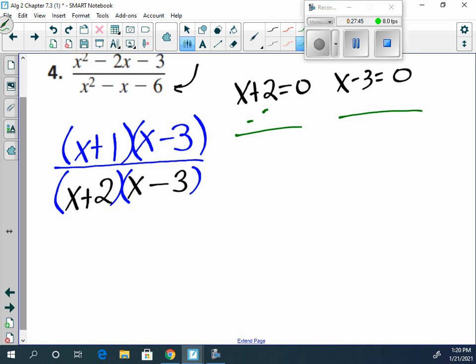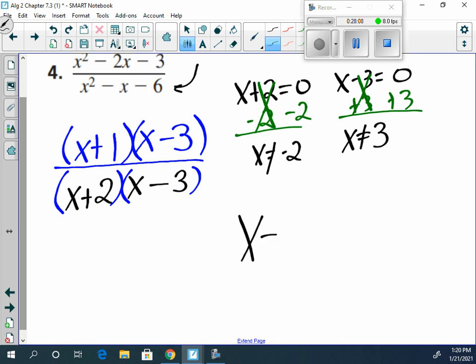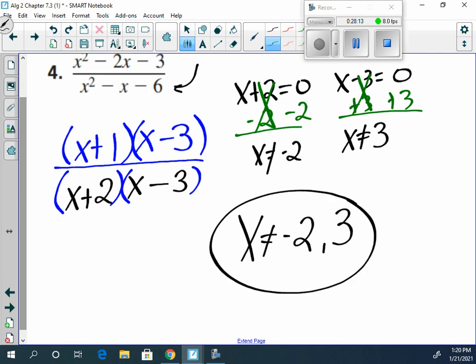So x plus 2 equals 0. To get x by itself, we're going to have to subtract 2 from both sides. These will cancel, telling us that x is equal to negative 2, or really, x cannot be negative 2. And with the other one, we would add 3, because negative 3 plus 3 will be 0. Those will cancel out, and it tells us that x cannot be 3. Our restrictions for this are x cannot equal negative 2 or 3. X cannot be either one of these values, because if x is one of these values, it'll make the denominator equal to 0.